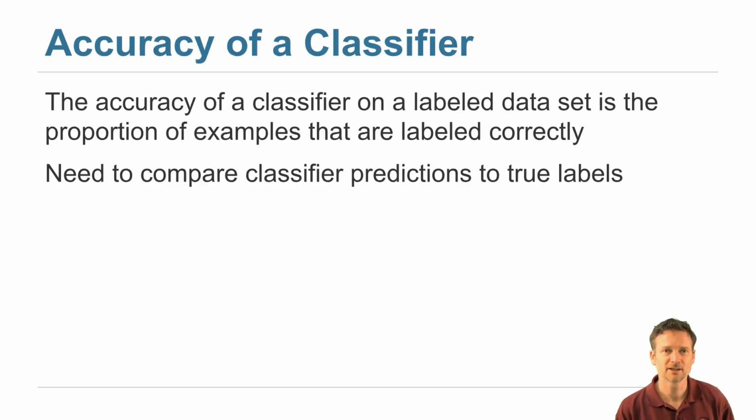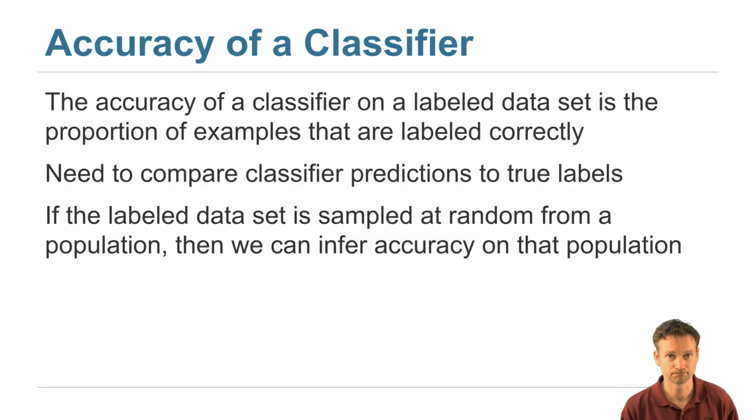And we can use that to see what fraction of the time the classifier's predictions are correct and what fraction they're incorrect. If our labeled data set is sampled at random from the population, then it should be representative of the population. So the performance of our classifier on that data set should be representative of the population. In other words, if it was 80% accurate on that data set, then we should expect that our classifier will be about 80% accurate on the population as well.